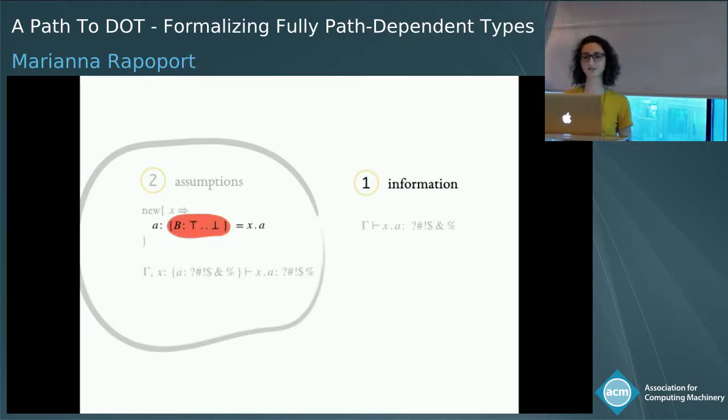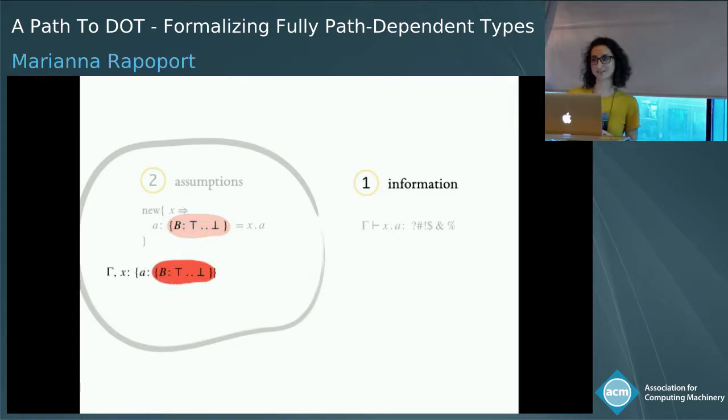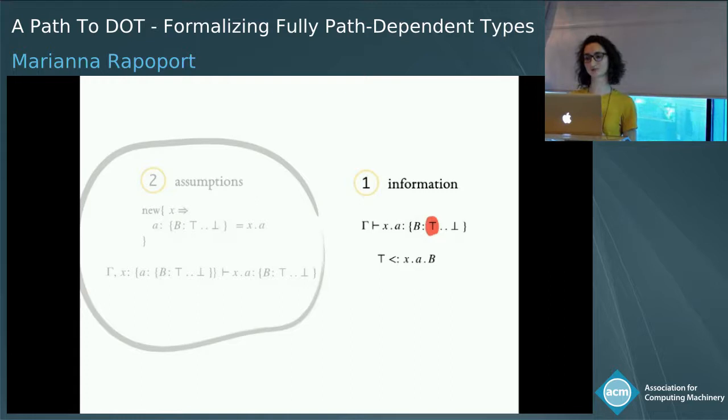And now if I type check it with this type declaration B, of course, assuming that X has this type, X.A will have the same type. So now I bring this outside of my object. And what do I have now? Well, I have this lower bound top. So that must be a subtype of B. And my upper bound is bottom. So bottom must be a supertype of B.